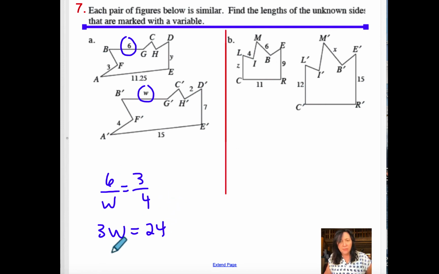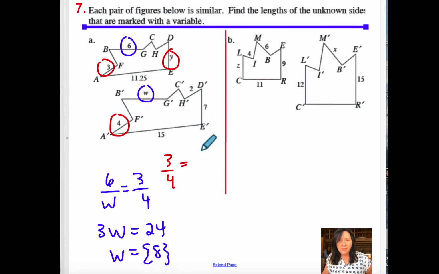I'm going to divide by 3. I get W is equal to 8. In order to find Y, which is right here, I'm going to use the same scale factor, which is 3 to 4. And I'm going to say 3 is to 4 as Y is to 7. So we're going to cross multiply.